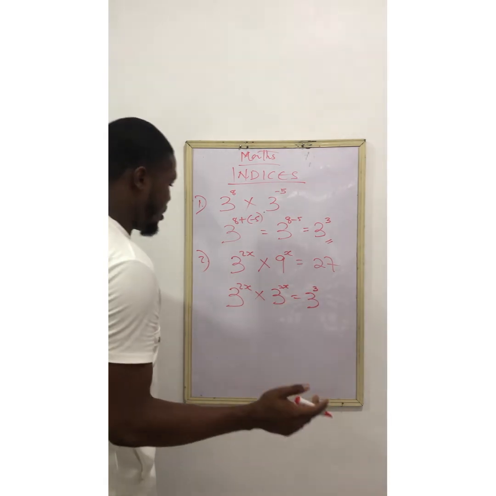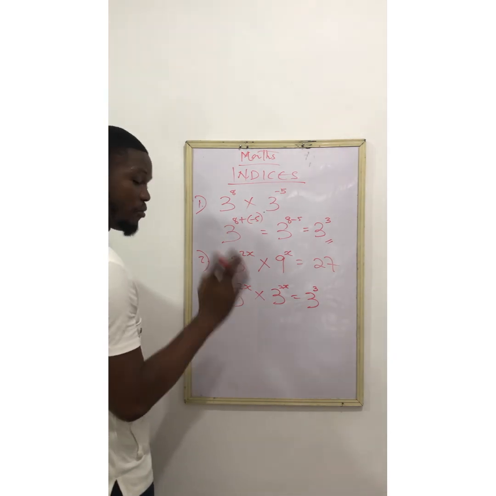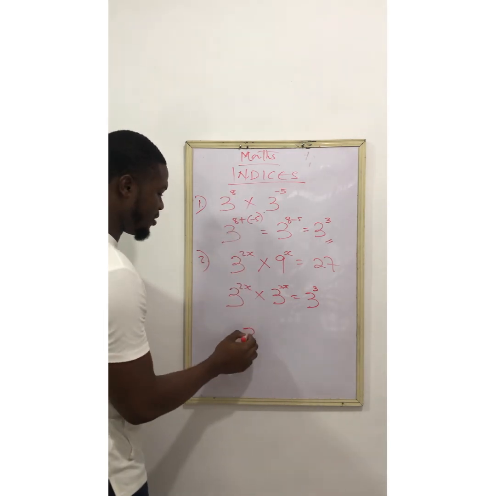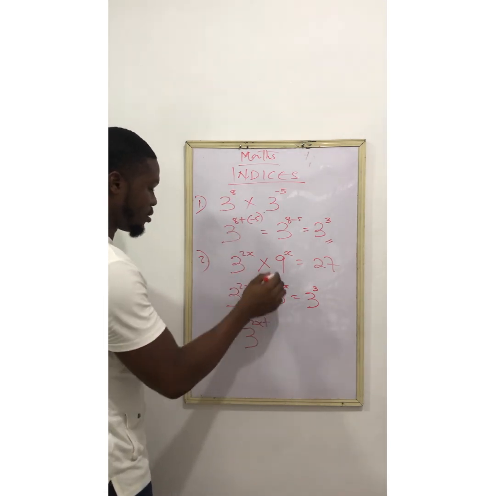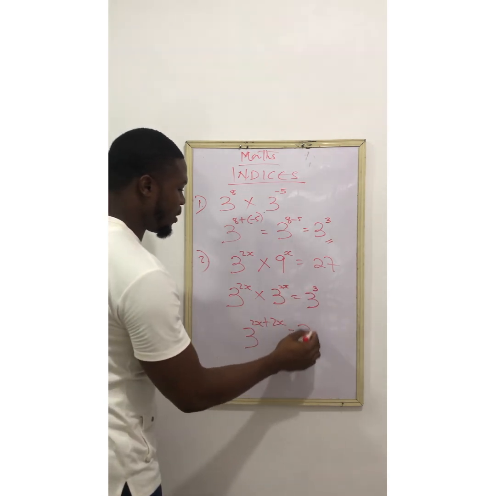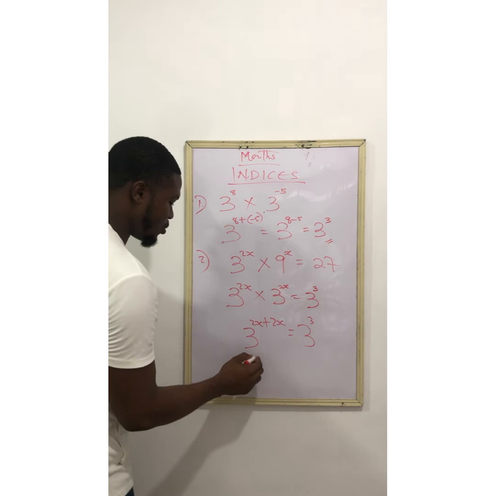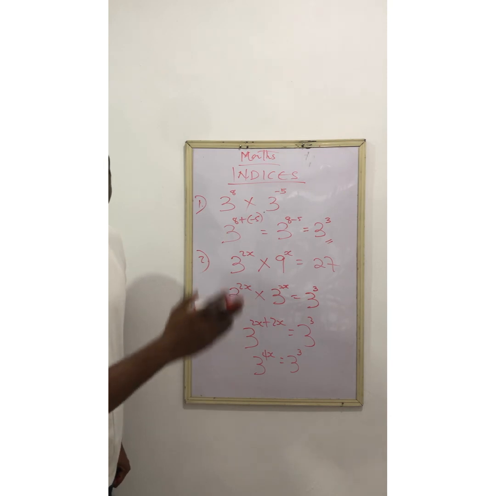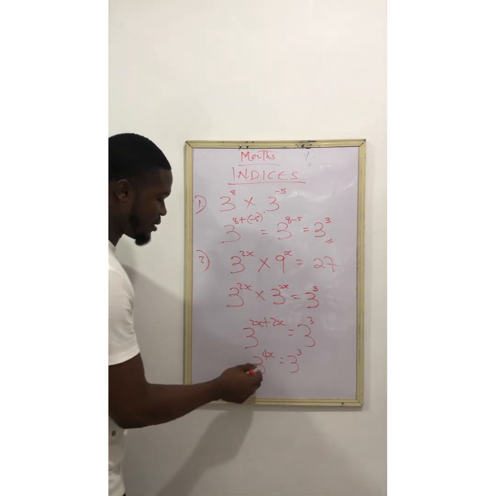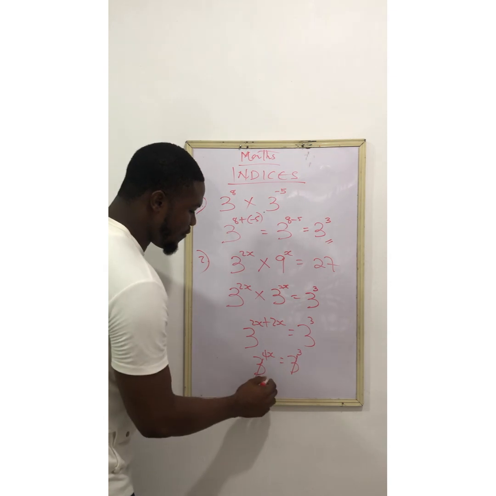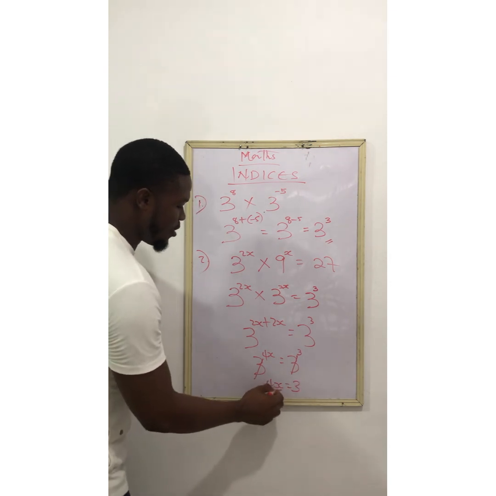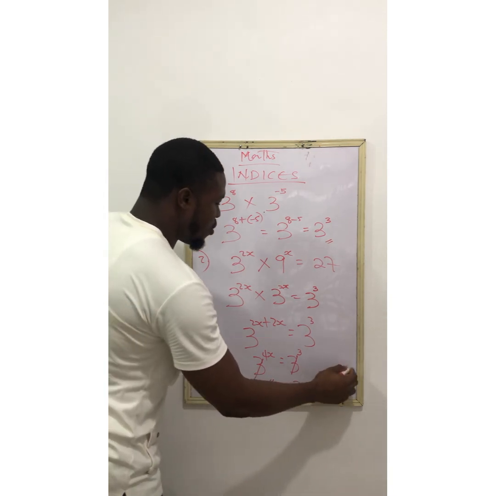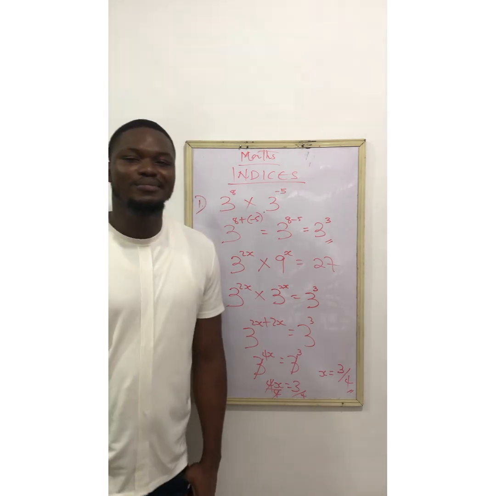Okay, now, following the law of indices, when you see multiplication between the same numbers, add their powers. So you have 3 raised to the power 2x plus 2x equals 3 raised to the power 3. 2x plus 2x will give you 4x. So you have 3 raised to the power 4x equals 3 raised to the power 3. At this point, you can cancel out the numbers that have the index. So now you have 4x equals 3. Dividing both sides by 4 gives us x equals 3 over 4. Yes, x equals 3 over 4.